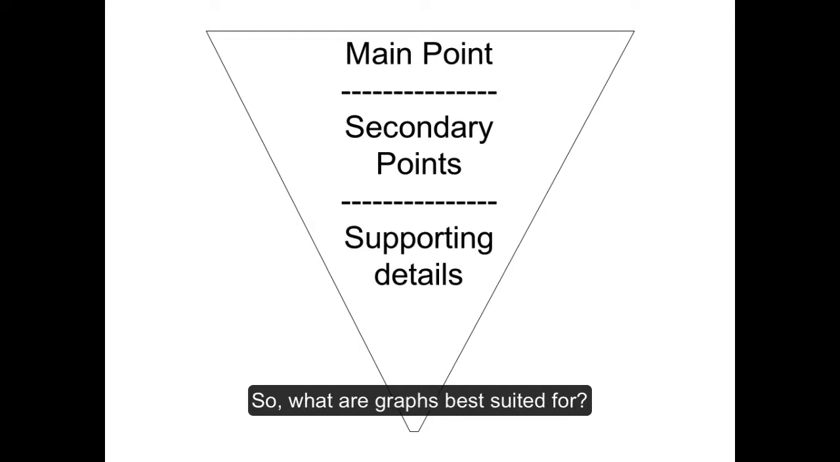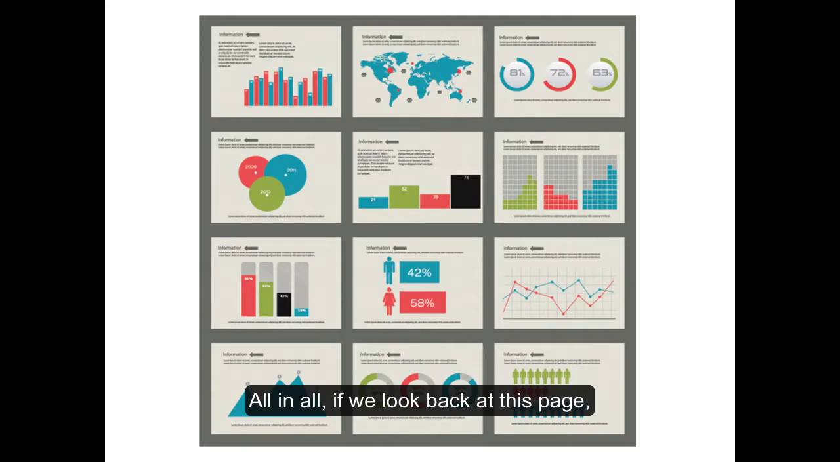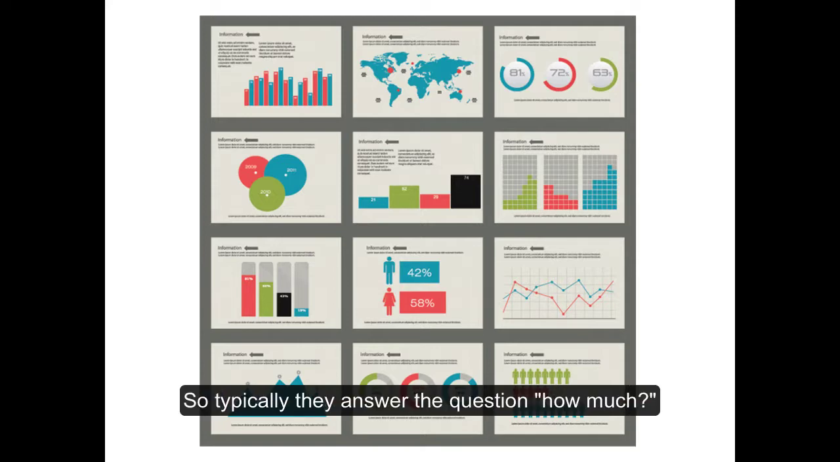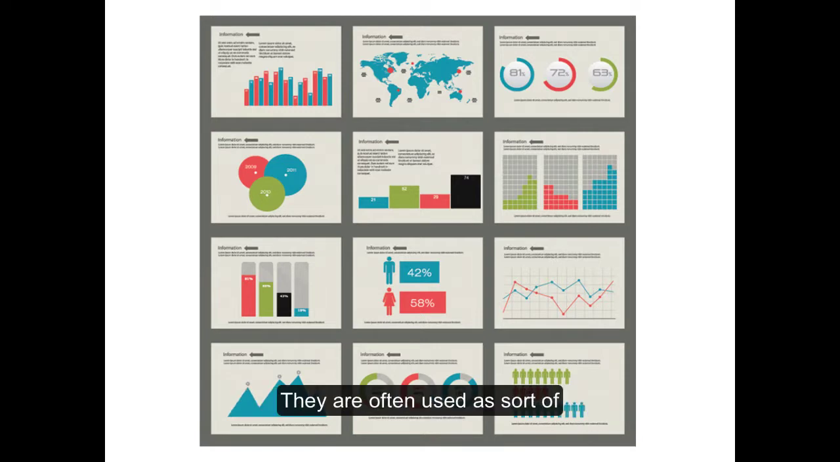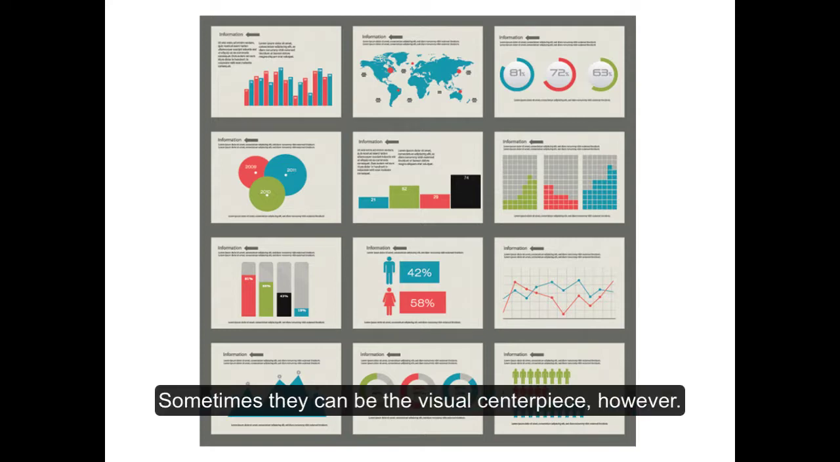So what are graphs best suited for? All in all, if we look back at this page, they're really good at summarizing. They're really good at expressing some sort of quantitative relationship. They are least suited for listing specific data. So typically they answer the question how much. Sometimes they'll answer the question what, why, and how. They are often used as sort of that secondary visual element in a design. Sometimes they can be the visual centerpiece, however.